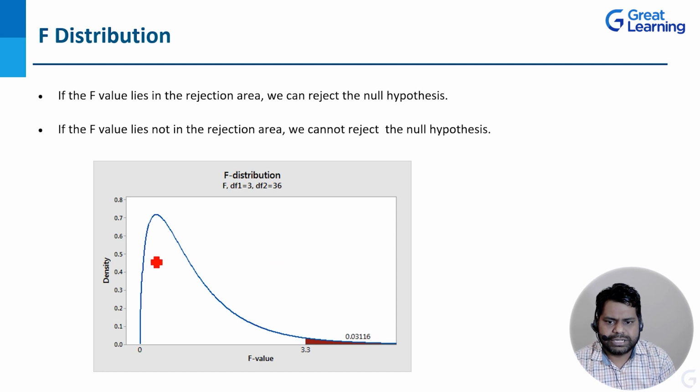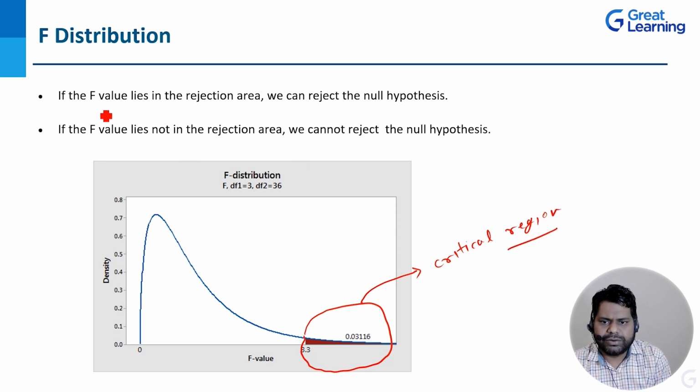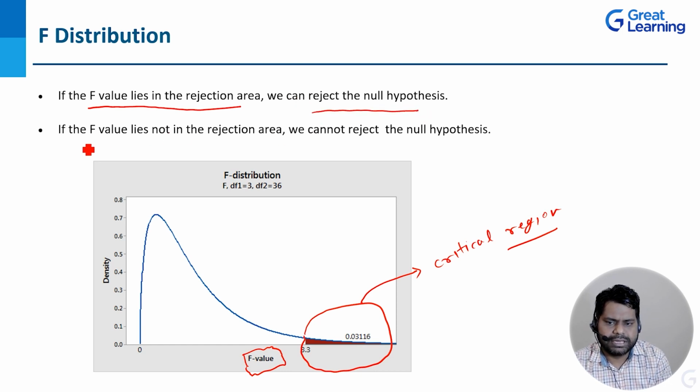So what is F distribution? As we said, if you see in this red circle, this is known as the critical region. Okay, so if your F value lies in the rejection area or the critical region, the F value which you calculate using the F statistics formula, if it lies towards this red region, then you can reject the null hypothesis. Or else if the value does not lie in the rejection area, then you cannot reject the null hypothesis.